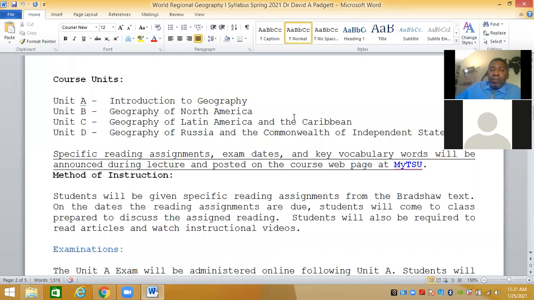Course units: we'll start off with Unit A, the introduction to geography. Unit B is geography of North America. Unit C is geography of Latin America and the Caribbean, and Unit D is geography of Russia and the Commonwealth of Independent States. So those are the regions of the world we'll be studying in this class. The rest of the world will be covered in World Regional Geography 2. It doesn't matter what sequence you take those in, but of course, that's what we're doing in here now.